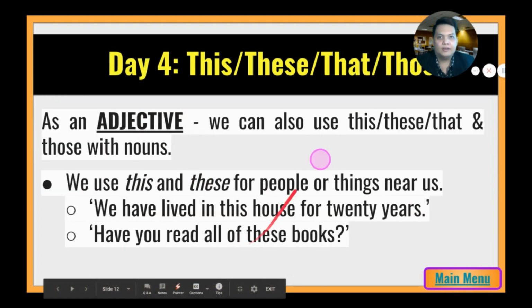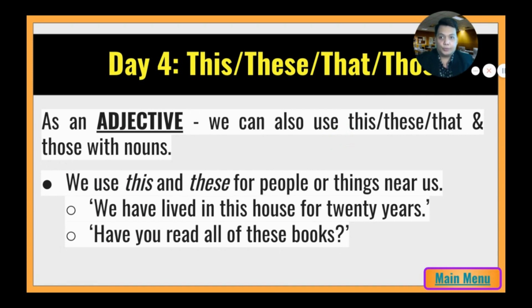Now let's move on. This time we're going to talk about the demonstratives: this, these, that, and those. As adjectives, we can use these with nouns. We use this and these for people or things that are near us. We have lived in this house for 20 years. We are talking about this house, so that's why we use this.